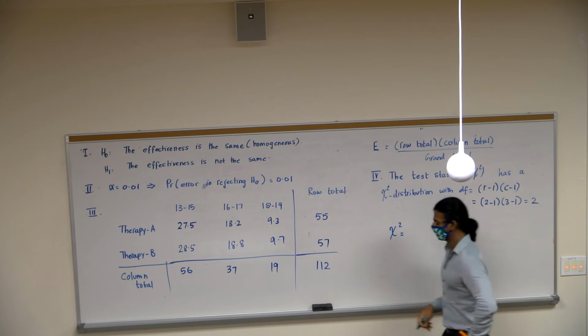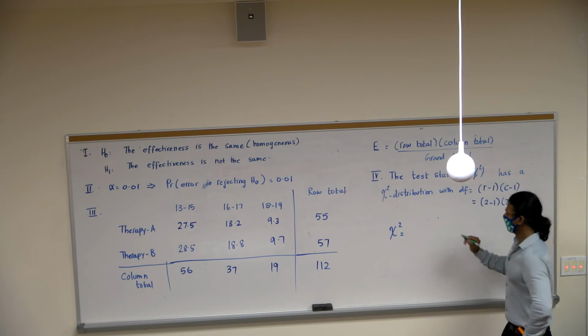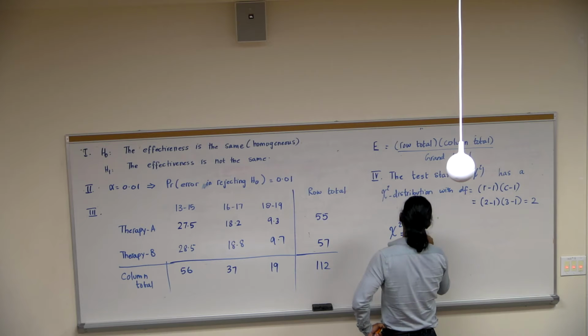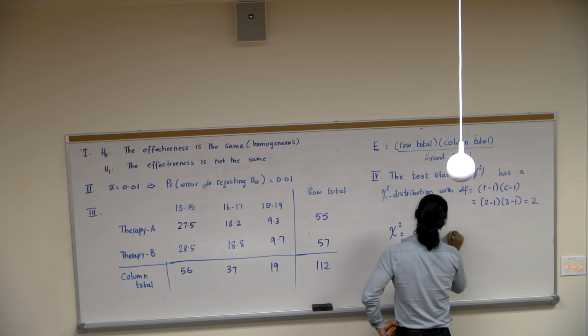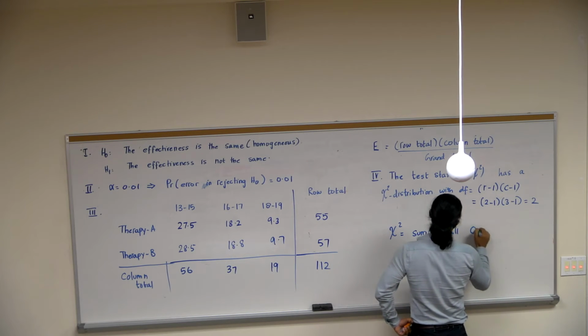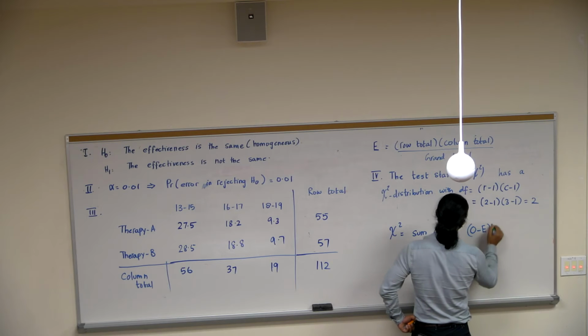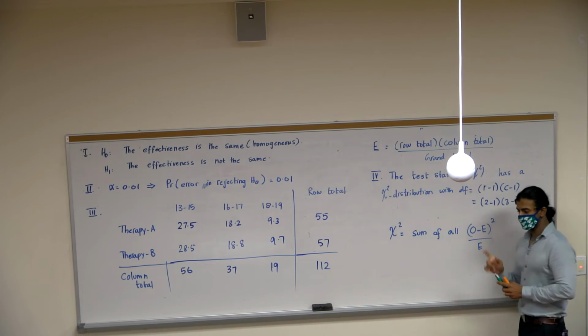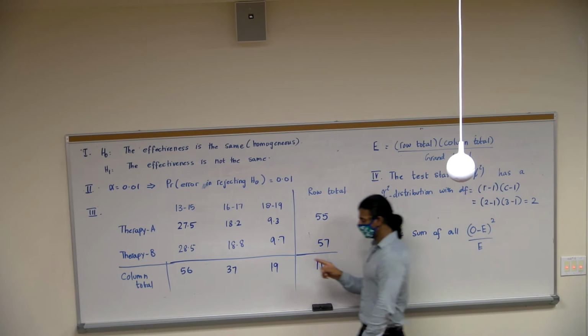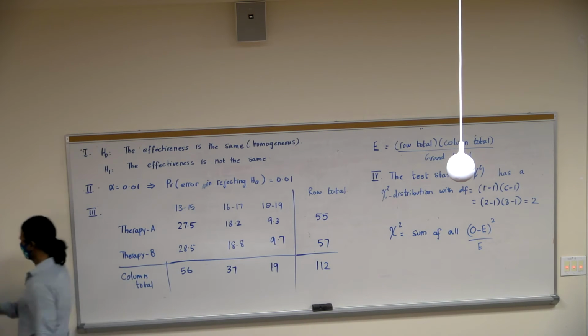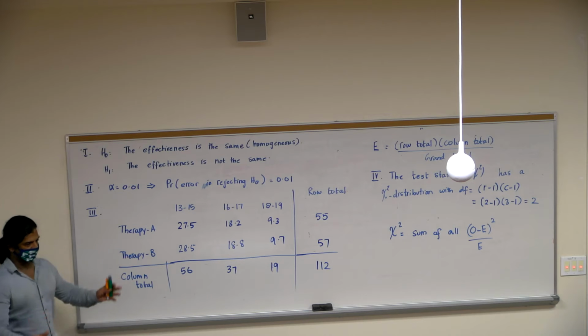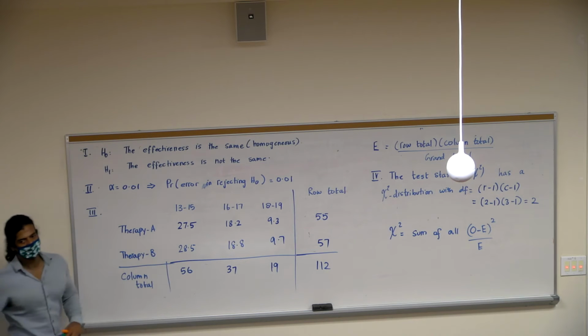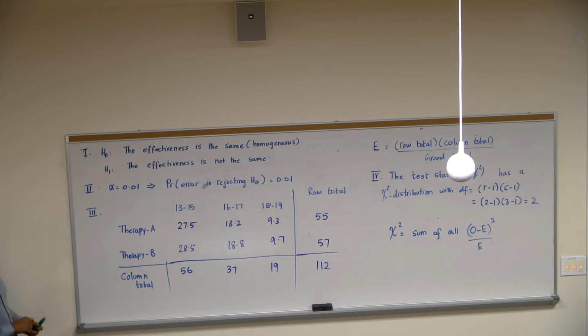And what is the test statistic? The test statistic is the sum of all O minus E squared divided by E. In other words, for each cell, we compute O minus E squared divided by E and add all of those individual chi-squares.